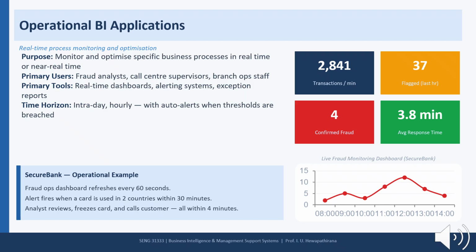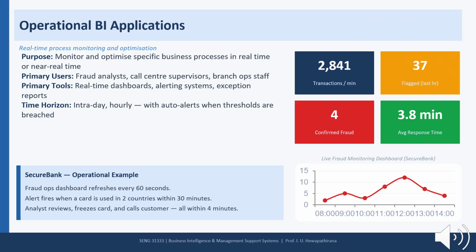Look at the metrics displayed in the top right of this slide. Right now, Secure Bank is processing 2,841 transactions per minute. In the past hour, 37 transactions have been flagged as suspicious. Of those, 4 have been confirmed as fraudulent, and the average response time from detection to action is 3.8 minutes.